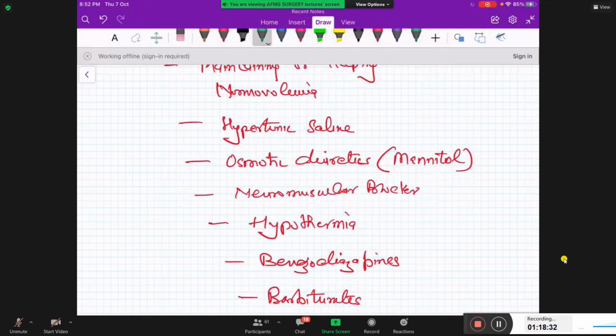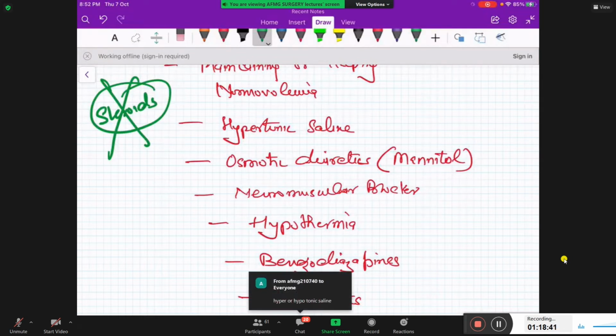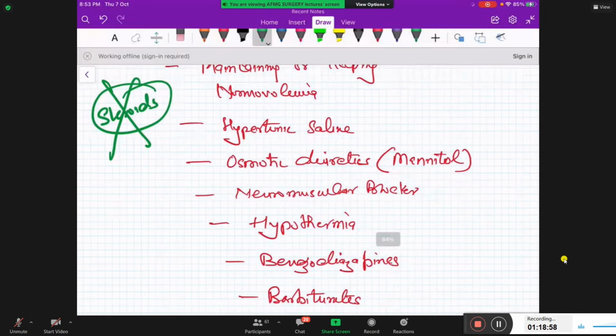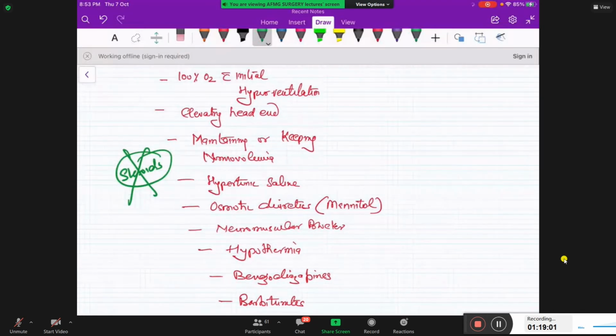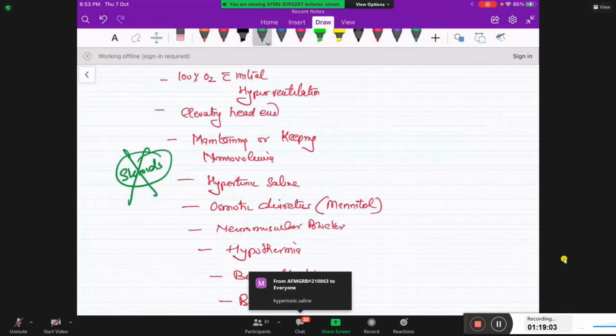Steroids have no role in lowering intracranial pressure in head injury. Okay, these are the medical ways of lowering intracranial pressure.